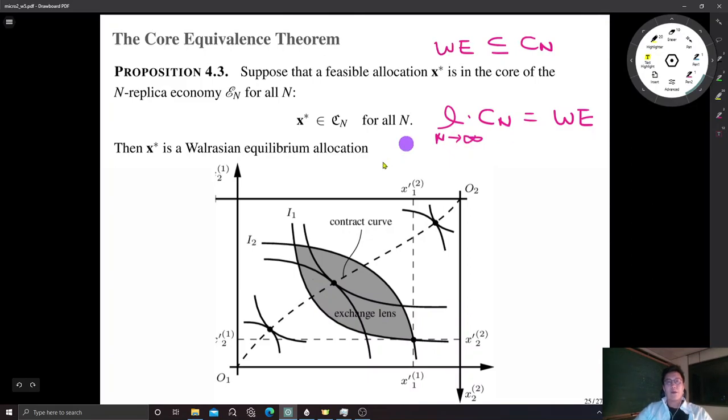Now we are going to show that if x star is an element of the core for every n, then x star is a Walrasian equilibrium allocation. So we are going to show that C_n for every n is a subset of the Walrasian equilibrium allocations. So in fact, those two sets are identical.